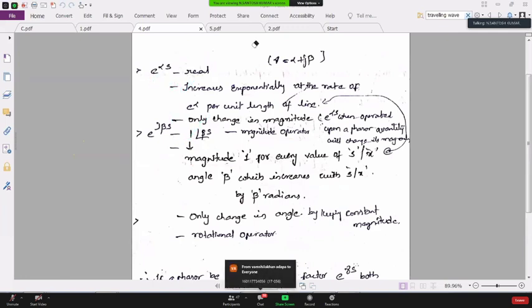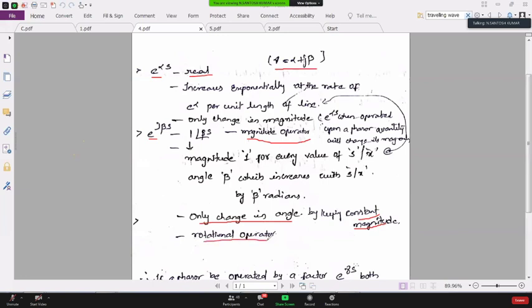Just for your understanding, I'm repeating that point. Gamma is alpha plus j beta s, so I'm splitting them. Final conclusion: e power alpha is real and we call it the magnitude operator. E power j beta s is an imaginary term with constant magnitude, whereas angle changes, so we call it the rotational operator. So these are the conclusions from your gamma. Right? Now we'll move on further.